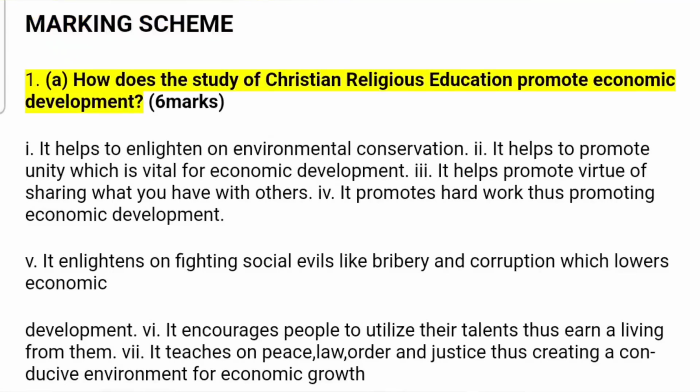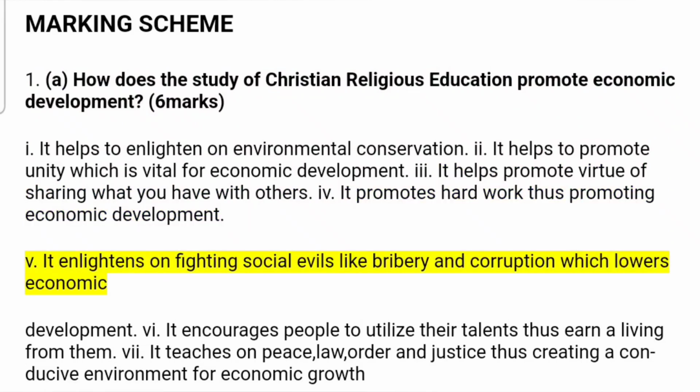Marking scheme. 1. A. How does the study of Christian religious education promote economic development? 6 marks. i. It helps to enlighten on environmental conservation. ii. It helps to promote unity, which is vital for economic development. iii. It helps promote the virtue of sharing what you have with others. iv. It promotes hard work, thus promoting economic development.